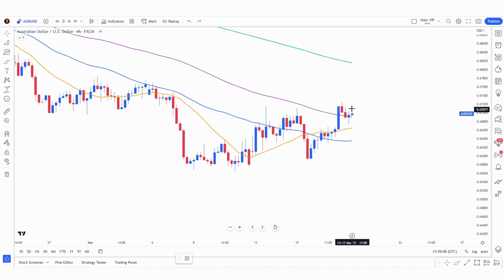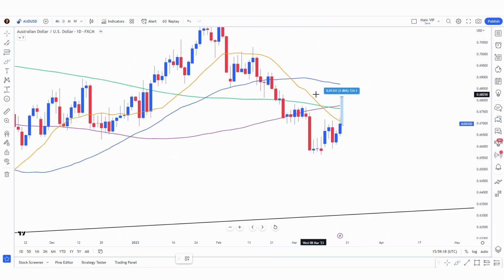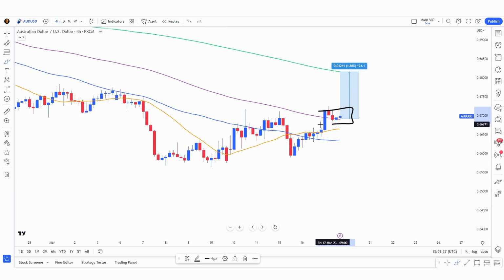Maybe Aussie US dollar will gain power and go towards the upside, towards the 200 moving average, which is around 124 pips. Now if we have a look at the daily time frame, this is somewhere in between the 20 and 50 moving averages, so this could definitely happen and we could have a move of 124 pips. Now you ask me, how likely is that?